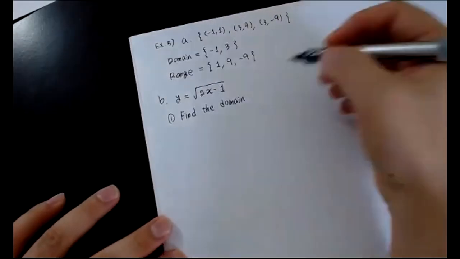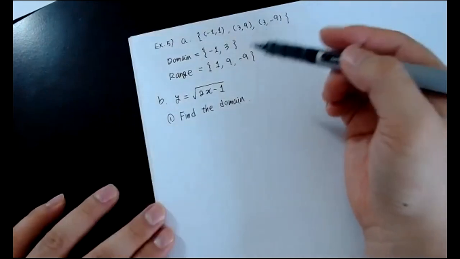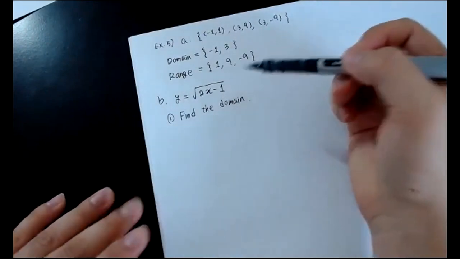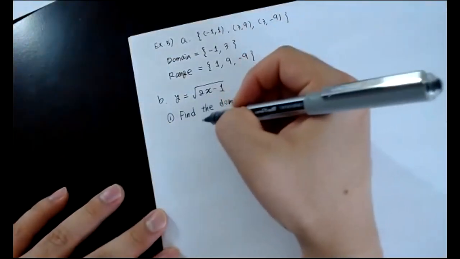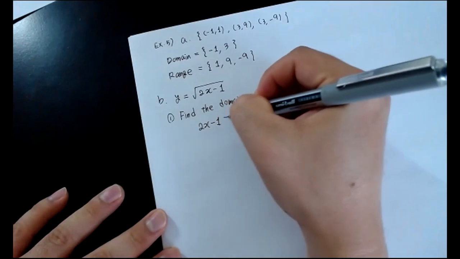All right, find the domain. All right, so just think about this: 2x minus 1. The quantity 2x minus 1 must be greater than or equal to 0. Why? Because 2x minus 1 is under the square root, right? If 2x minus 1 turns out to be a negative number, then we're gonna get a complex number for the y value. That doesn't make sense because I told you we deal with real numbers only in this chapter 2. Okay, so 2x minus 1 must be greater than or equal to 0.